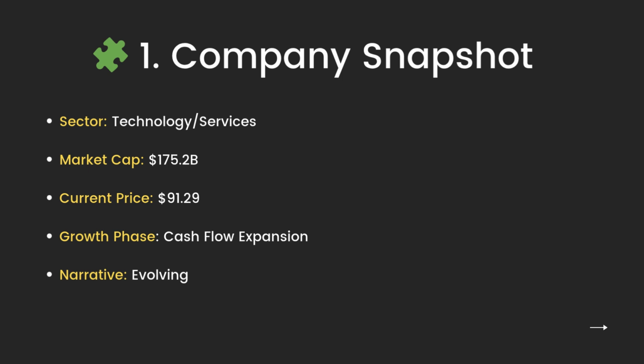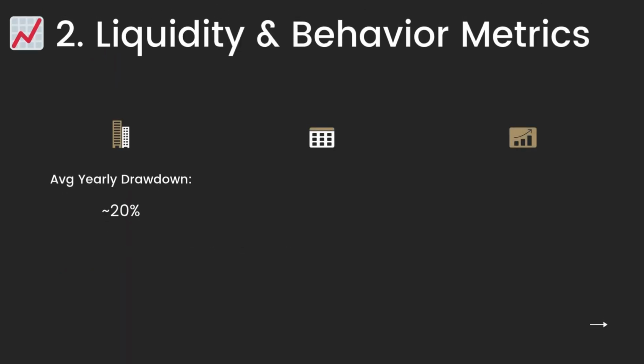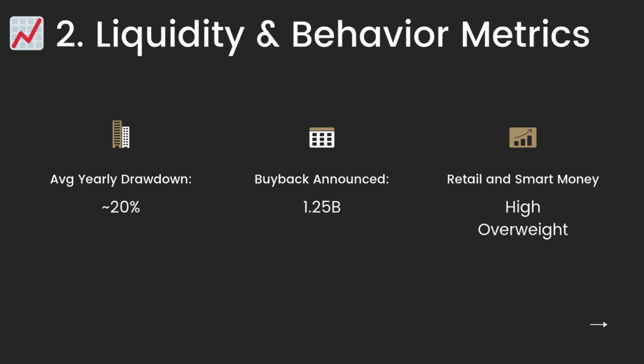So it's come from disruptor to a dominant platform, and they have a very big brand. We'll go over that in the moat. So pillar 2 is the liquidity and behavior metrics. Its average yearly drawdown is sitting around 20%. It has some high volatility, but it recovers pretty fast. It's not like a dangerous company to be in. Now, recently there was a buyback announced at 1.25 billion.